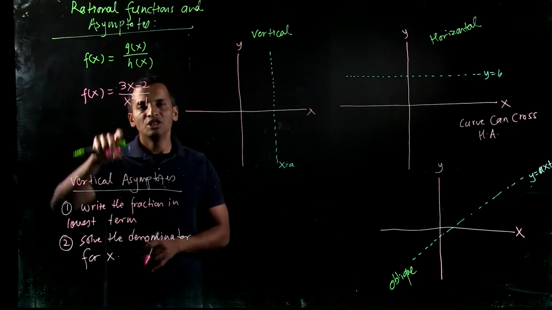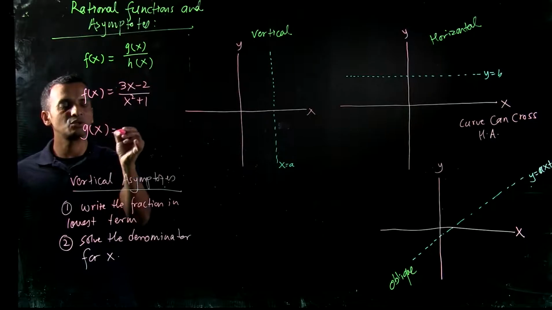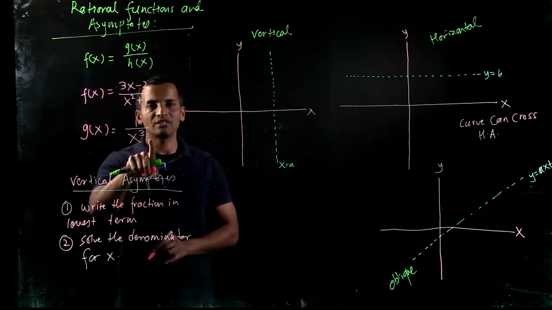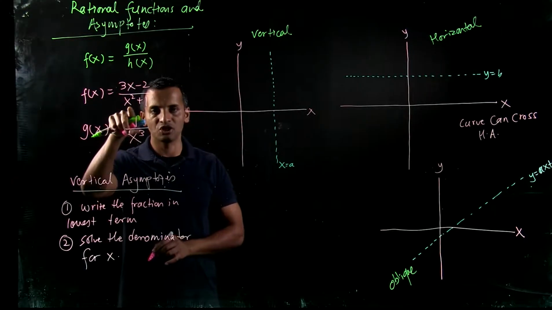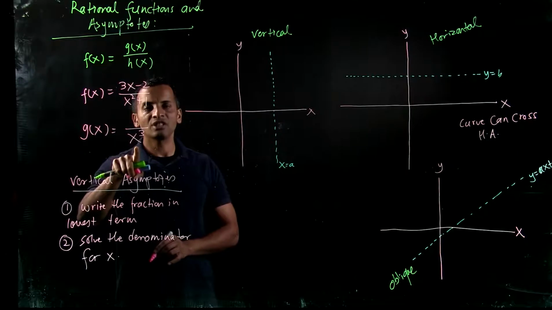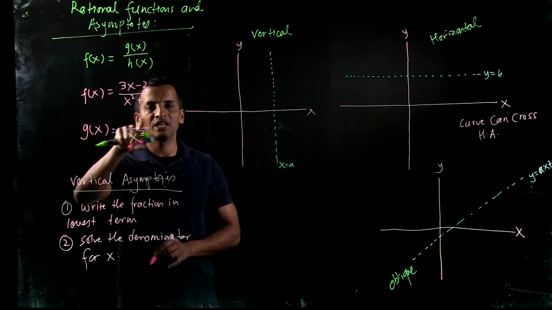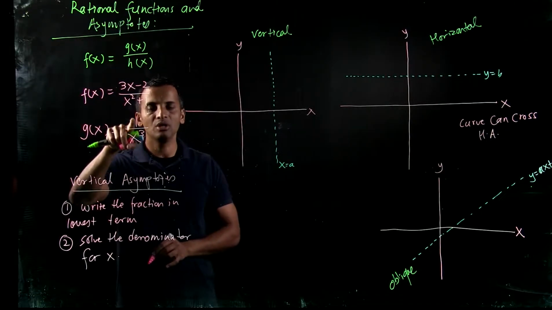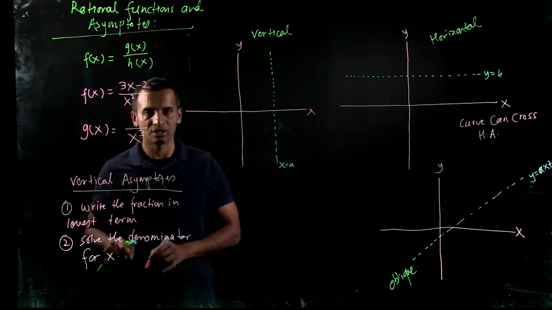Similarly, suppose g of x equals 1 over x cubed. This is also a rational function because the denominator is non-zero. This function has top degree 0: there is no x in the 1, so the degree of the numerator is 0, and the degree of the denominator is 3. So this is also a rational function.